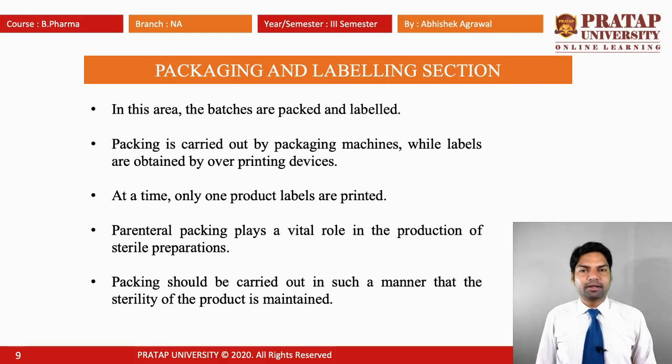Next one is the packaging and labeling section. In this area, the batches are packed and labeled. The packaging is carried out by packaging machines, while labels are obtained by overprinting devices. At a time, only one product label is printed.